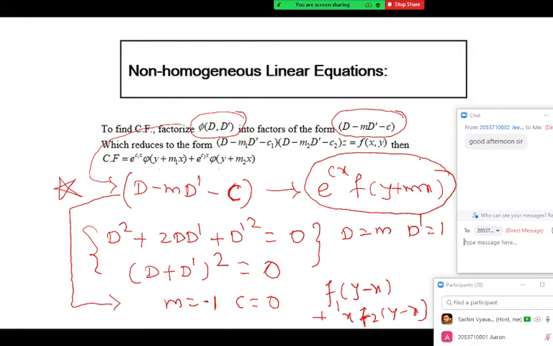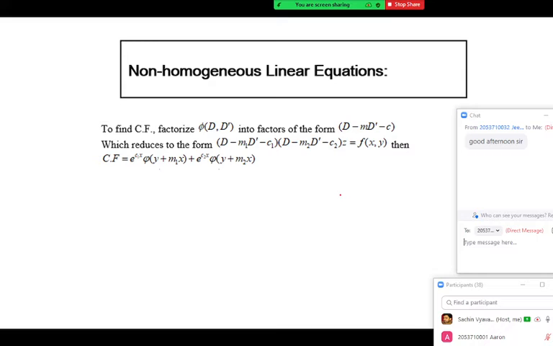Now, what is the important part for non-homogeneous? You should remember this factor D minus mD dash minus c, and the corresponding CF is e raised to cx f of y plus mx. Okay, that's the only change. Otherwise, whatever methods we learned for getting the CF and PI of a homogeneous equation, mainly the PI methods, we are going to use them for non-homogeneous also. I'll show you the question, then it becomes more clear.